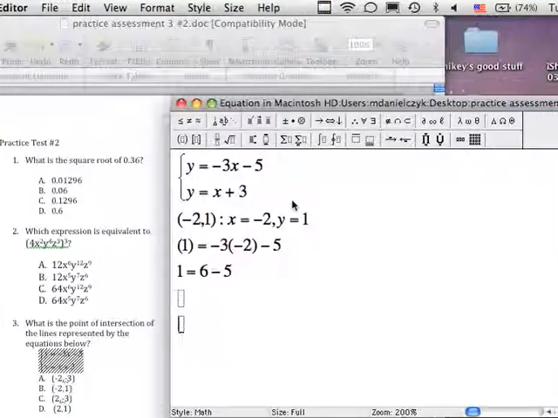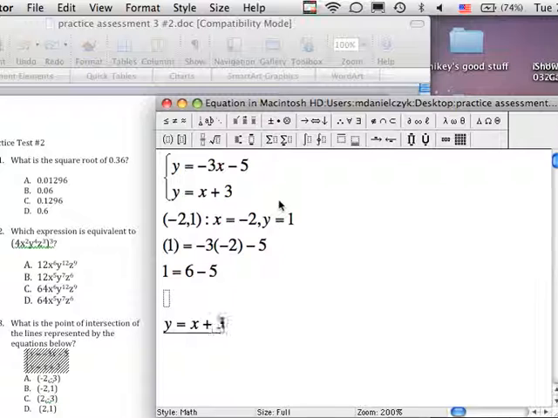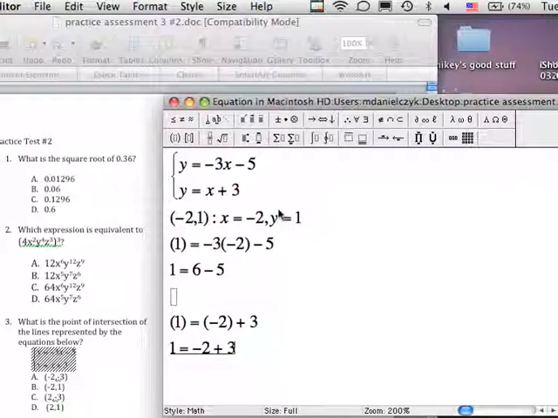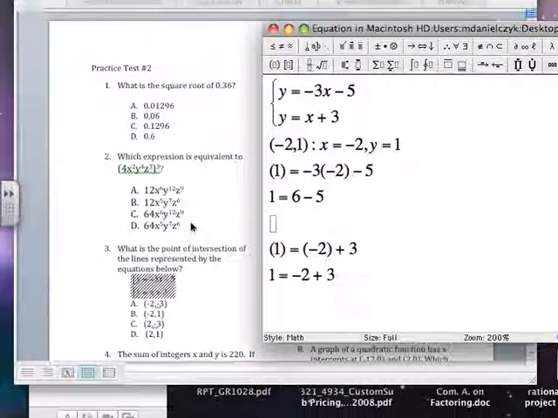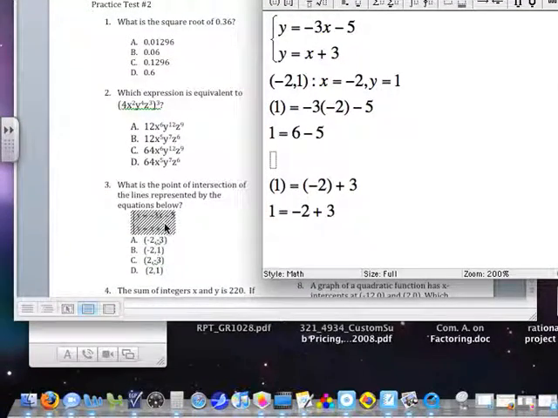So I have y equals x plus 3. And this time let's replace y with 1, and let's replace x with -2. And you know what? I think this is going to work as well, because I have 1 equals -2 plus 3. And -2 plus 3 is equal to 1. So it looks like my answer is B, and B is going to work. So I hope this helps.